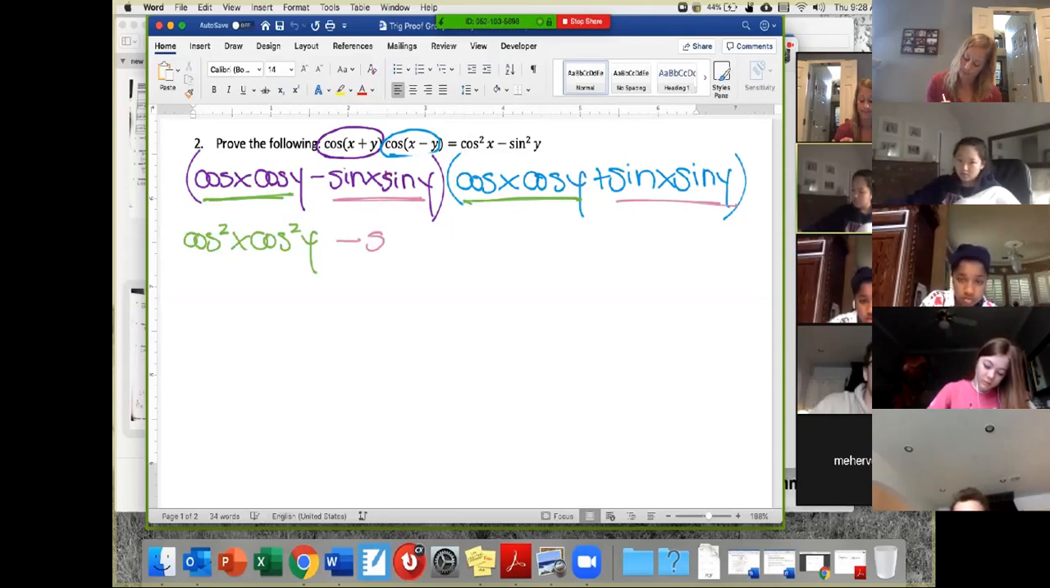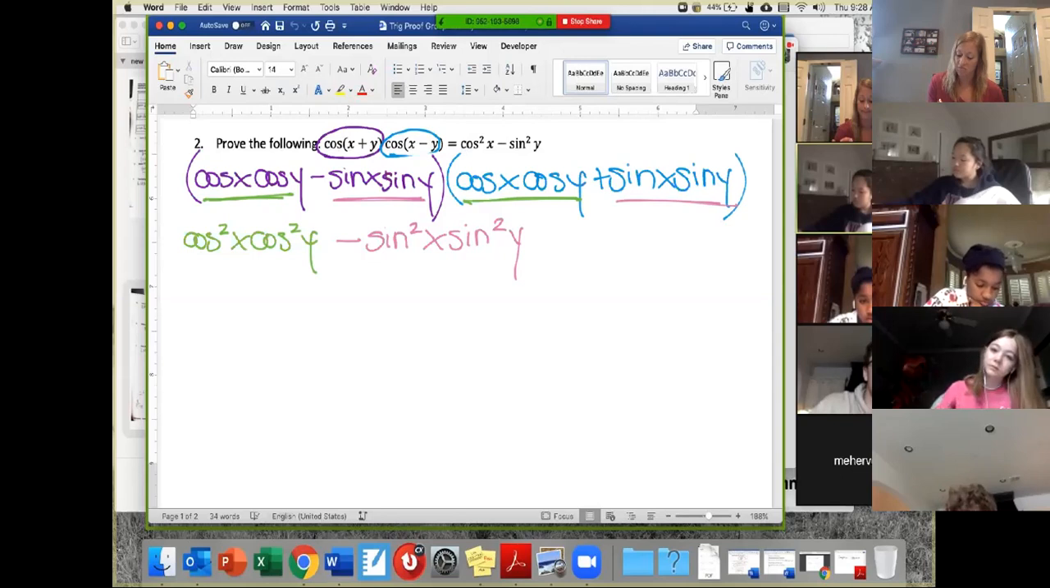Sine x squared sine y squared. Okay. Now, looking at our answer, do we feel somewhat okay about this? Are we getting closer? Yeah, given my answer is in two terms with a minus sign in between them and they're squared, I'm getting closer. So now, here is where it comes into play. We have to figure out what to do next from here.